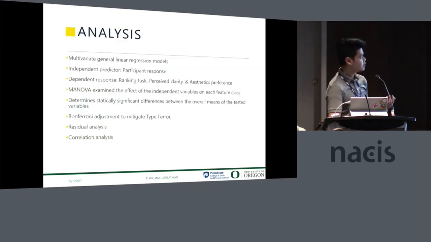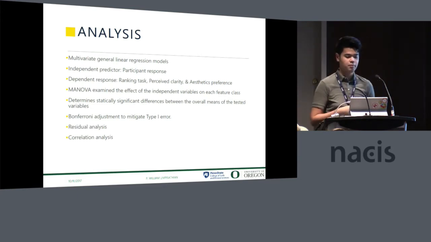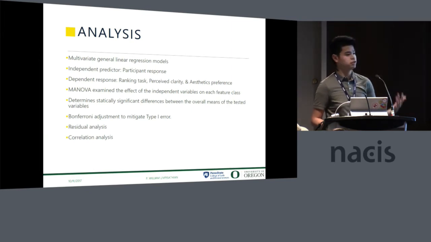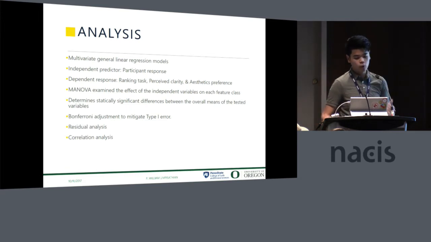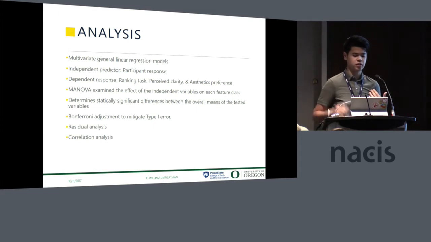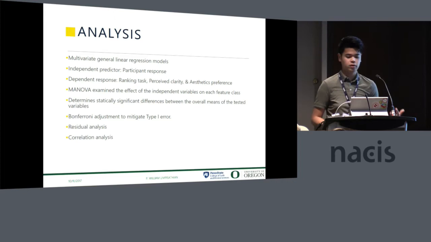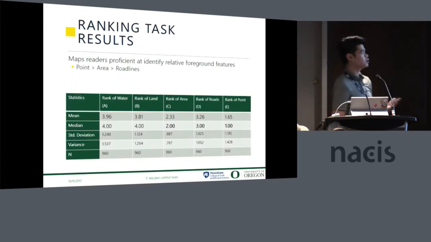Then, analyzing the results, I analyzed them using SPSS, in a multivariate general linear regression model. The predictors, or the participant responses, my bad, were the independent variables, and the dependent variables were the results of the user study, the ranking task, and the rating based on the statements. The MANOVA examined the effect of the independent variables on each class, touching on the more interesting aspects of the results.